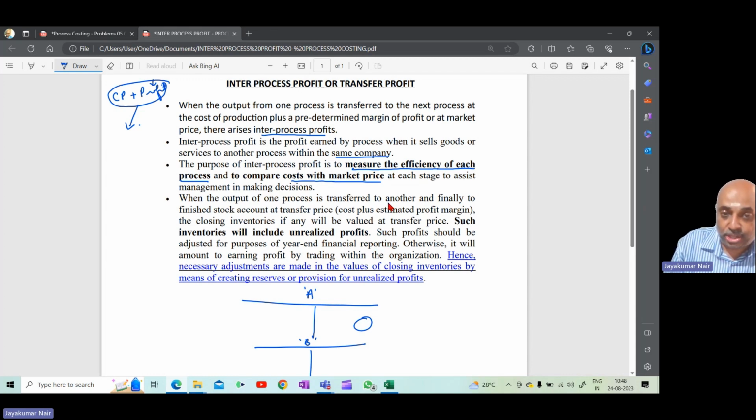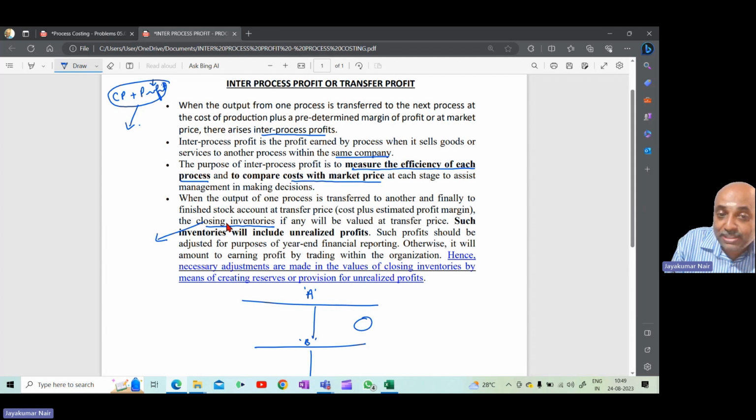When the output of one process is transferred to another process and finally to the finished stock account at transfer price, your closing stock will be at the transfer price or at the loaded price. That is, cost plus some amount of profit will be included in the closing stock. And you know, as per the accounting standard, stock should be valued at cost or net realizable value, whichever is lower.